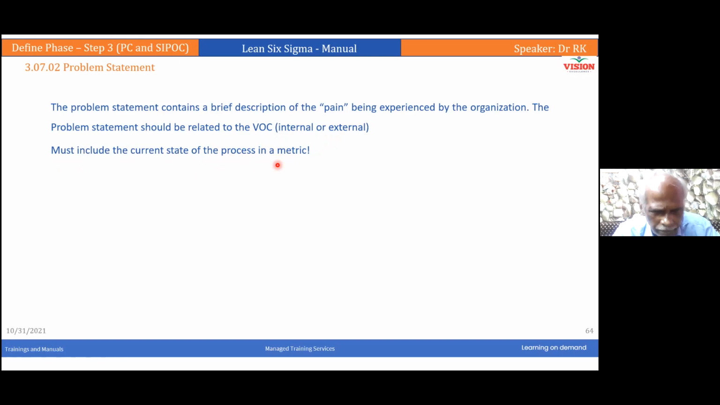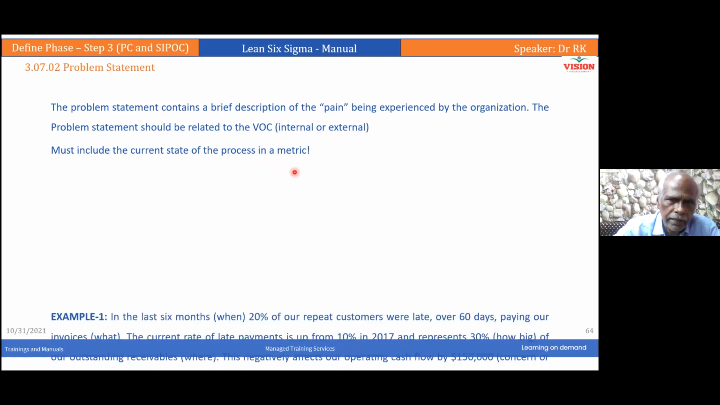So the three philosophies I'll remind you now. Number one, customer is the king. Number two, metric is more important. What cannot be measured cannot be improved. Number three, only a few defects contribute to maximum loss. Right. Must include the current state of the process in a metric.